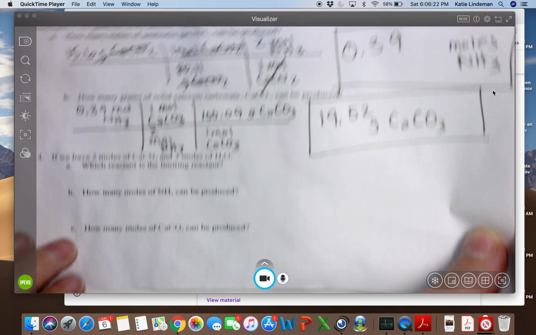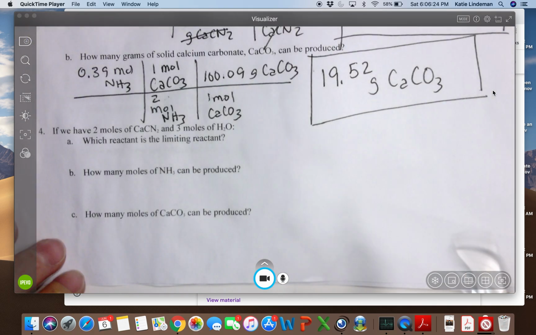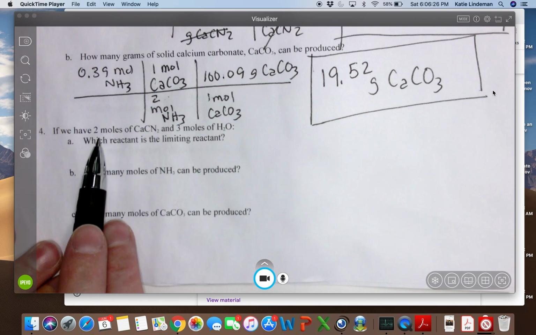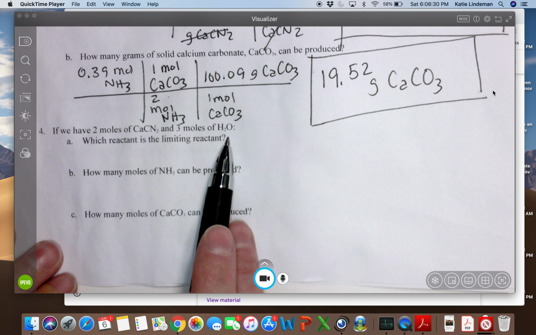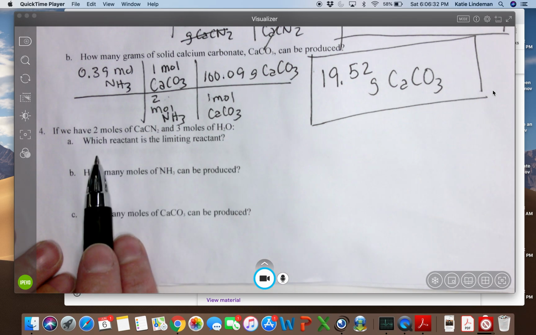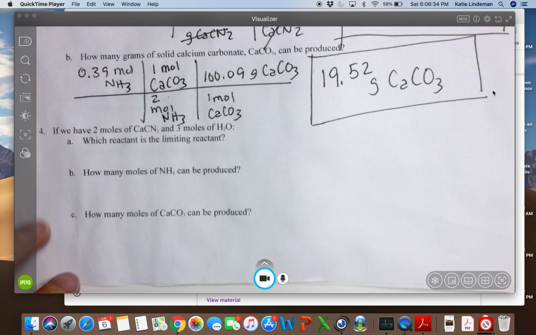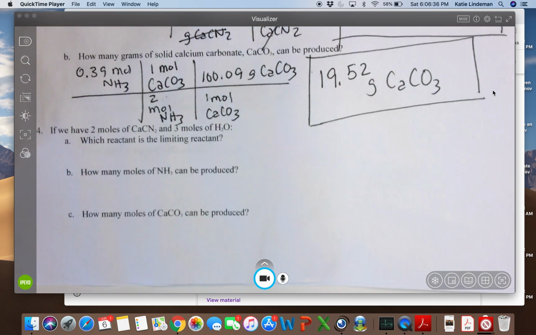Okay. And then down here at the bottom, so if I have 2 moles of calcium carbonate and 3 moles of water, which reactant is the limiting reactant? Okay, so I'm going to get some loose leaf paper to actually answer this.